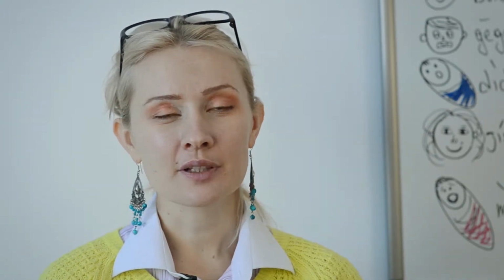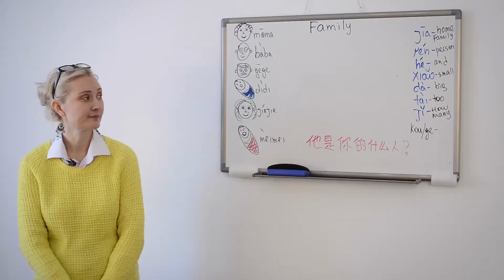Hey there! So today our topic is family in Chinese, of course. Family in Chinese will be 家. It's the house and family. And I'll show you the main characters in our families, right? Like a father, mother, sister, brother, and so on. And I'll show you how to ask and tell about your family.